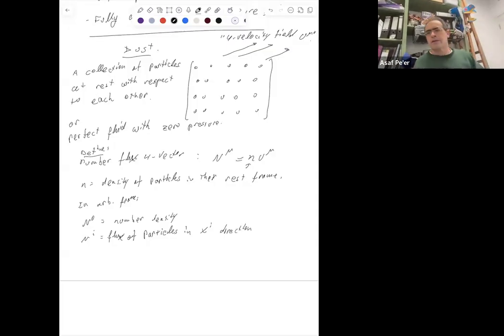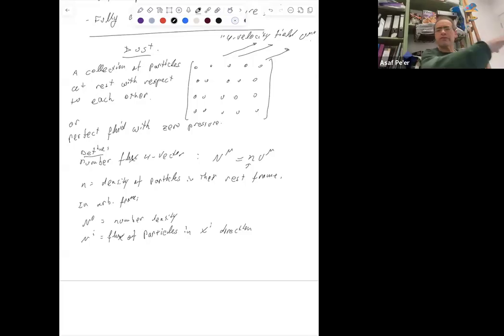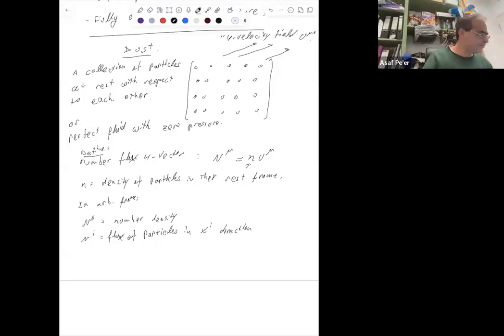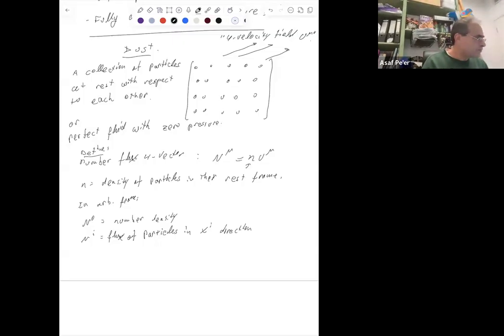If I'm in a frame in which all the dust is moving, I'll be moving towards the dust at some velocity, then I'm seeing them moving to me, so they're crossing a surface at a certain rate. That's the flux.